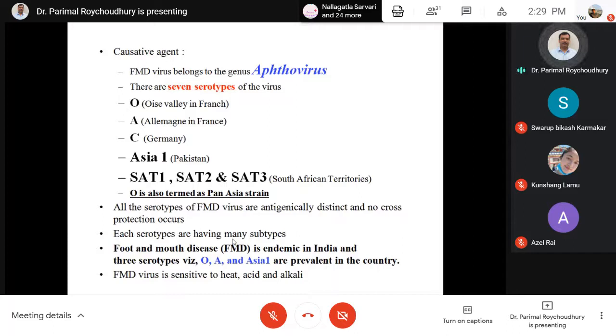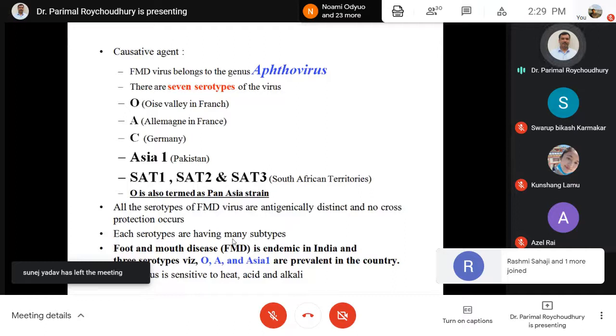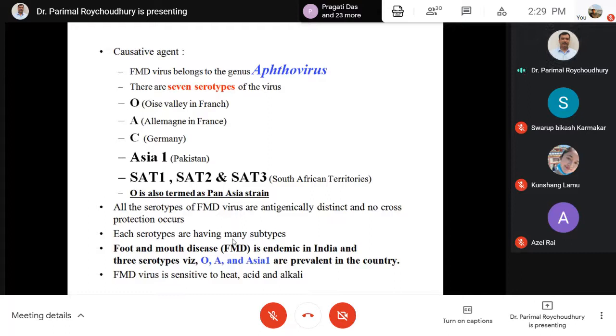Of the 7 serotypes, Asia 1 is prevalent in Asian countries, and the SAT serotypes are restricted to the African continent. Again, O is the most common serotype associated with the majority of outbreaks, and there are instances where this O strain has been seen as a pandemic in Asian countries. More than one country at a time, animals were affected by this O serotype infection. So sometimes we also call it the pan-Asia strain O, common in all countries.